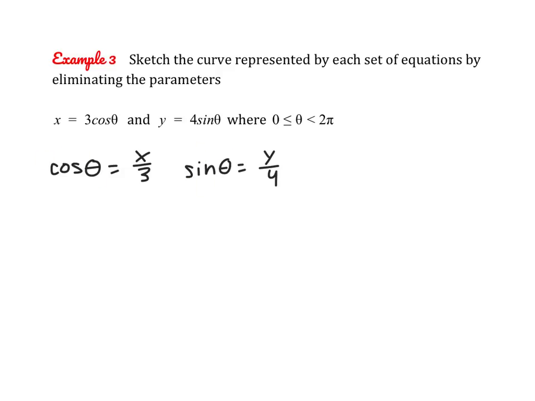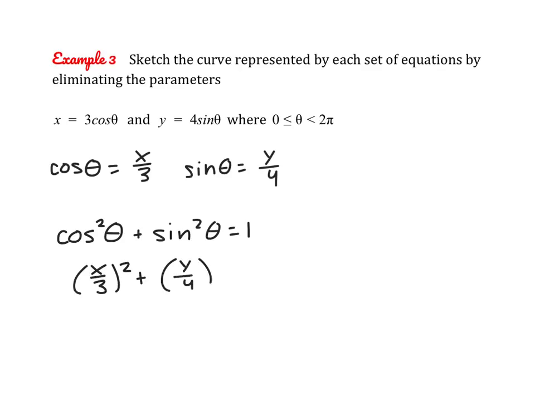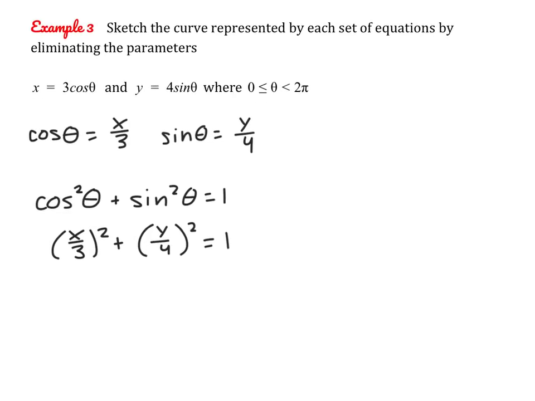And if you think way, way back to when we first learned trig, there is a nice trig identity that we can use. We know that cosine squared plus sine squared should always equal 1. Well, if I know that cosine squared is x over 3, and I know that sine squared is y over 4, I can substitute those values, and now I have a rectangular equation. In fact, I actually have an ellipse, and it's already in standard form. So here you can see that we have a vertical ellipse.